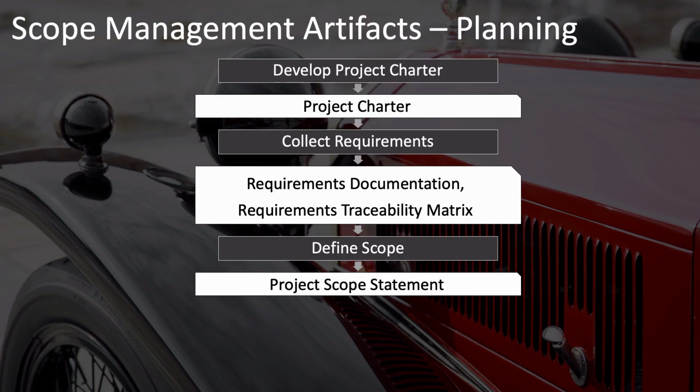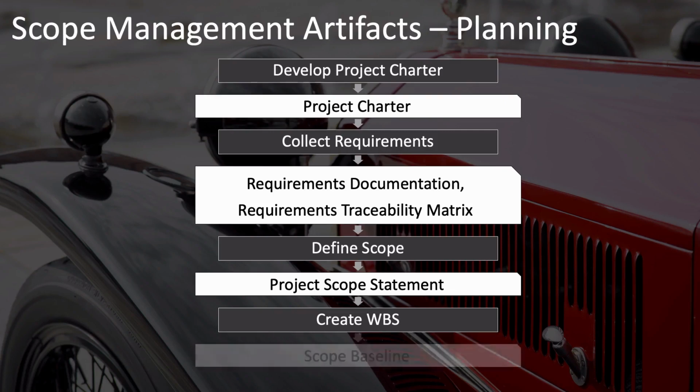Once we have that document, we then need to create the work breakdown structure. So create WBS is your next process. And using your project scope statement as input, you create this hierarchical structure that is the work breakdown structure. At the same time, you'll be creating the work breakdown structure dictionary. And so the output of create WBS is your scope baseline, which includes the project scope statement, which was an input, as well as the WBS and WBS dictionary that you created during create WBS.